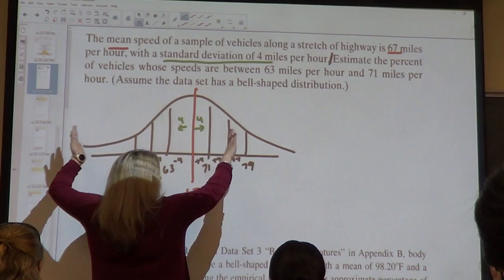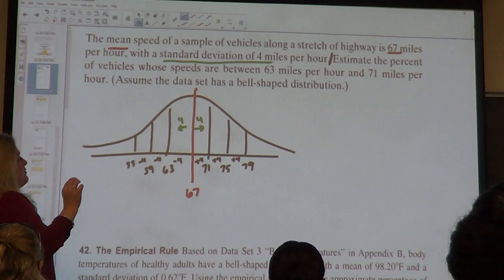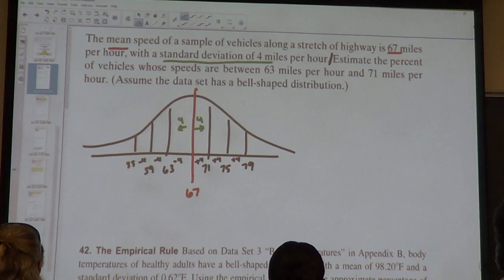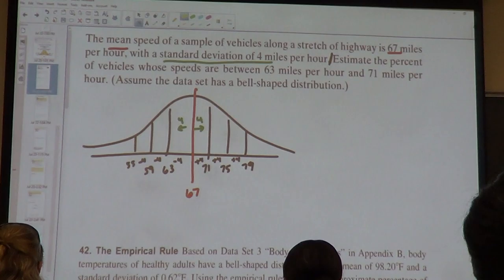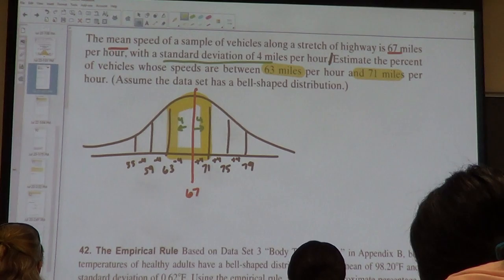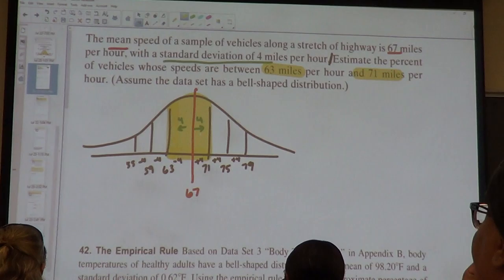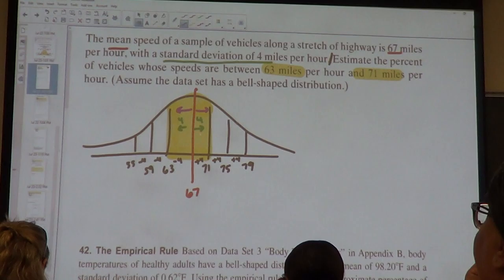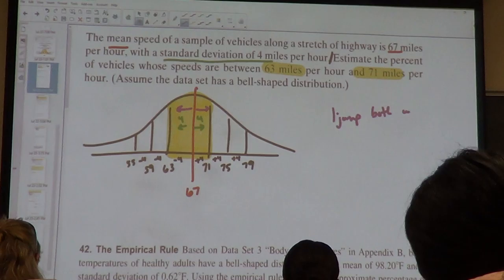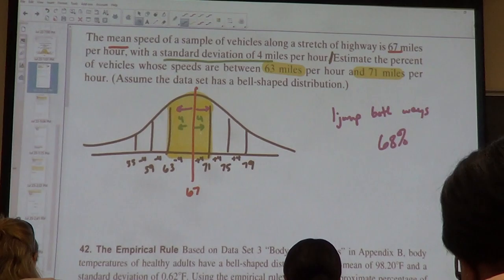Now slide. Now, estimate the percent of vehicles whose speeds are between 63 and 71. Okay? So they want me to go between 63 and 71. So you're going to ask yourself, is this a one jumper, a two jumper, or a three jumper? How many jumps did I make in either direction? One. So everybody see that I jumped one jump in either direction. So one jump both ways represents what percent? 68. Whoop, there's your answer. Let me go back to the picture.